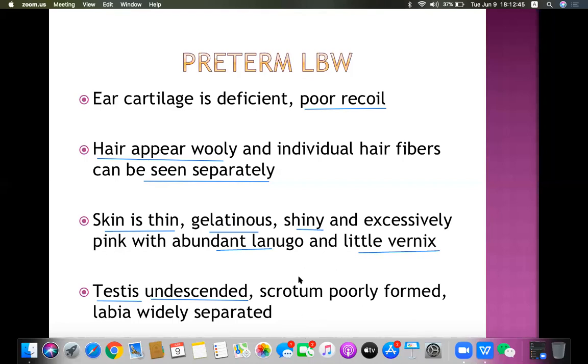Something like that. The scrotum is poorly formed. There are no proper rugosities of the scrotum. And in a full-term baby, the scrotal rugosities are well formed. This is a very important difference. And in case of a female baby, the labia majora are widely separated. This is a feature of a preterm baby. So these are important questions. Please revise this if you are not sure.